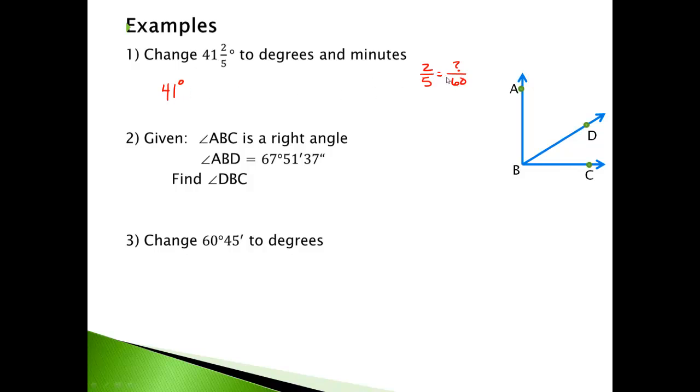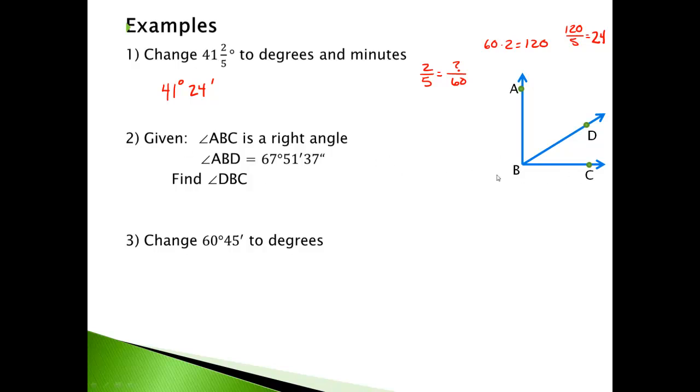So here is where you can cross multiply and divide. 60 times 2 equals 120. And then 120 divided by 5 equals 24. So it would be 41 degrees, 24 minutes.